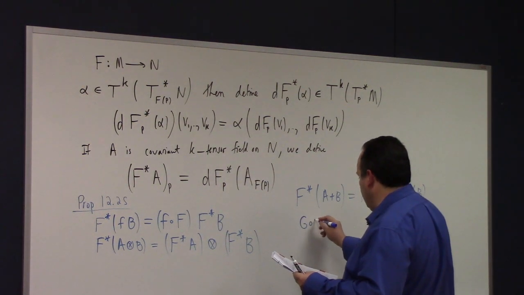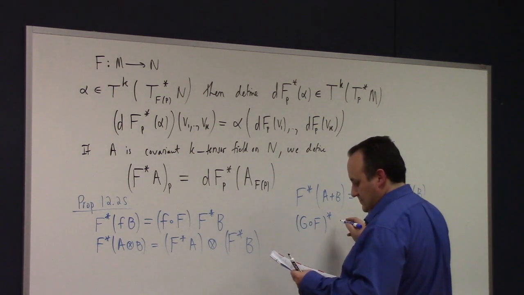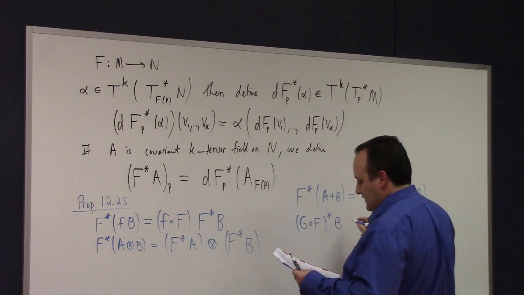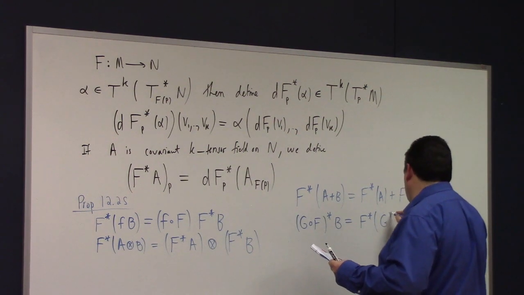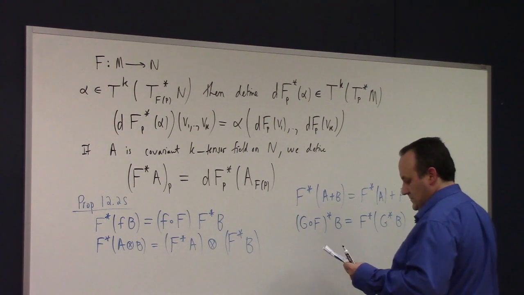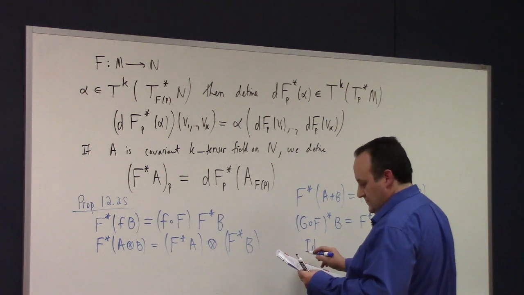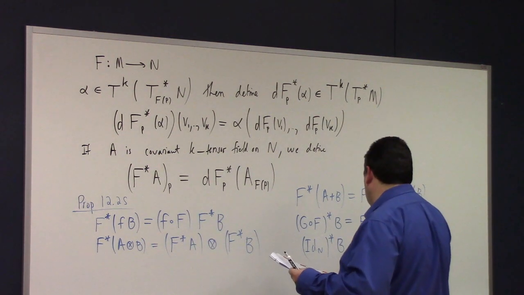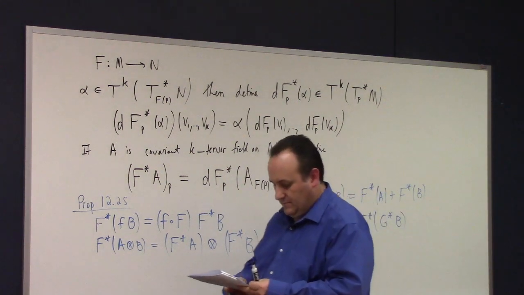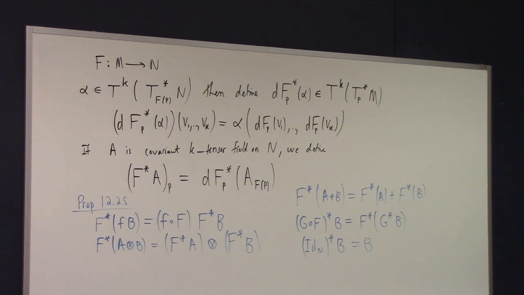here's one, this one's maybe a little bit interesting. G composed with F, pullback B, is F pullback of the pullback of B under G. And finally, the identity on N pullback B is equal to B. So exercise 12.26, prove proposition 12.25. I hope I didn't assign that because it would take me forever to write up that solution. I'm kind of tired.